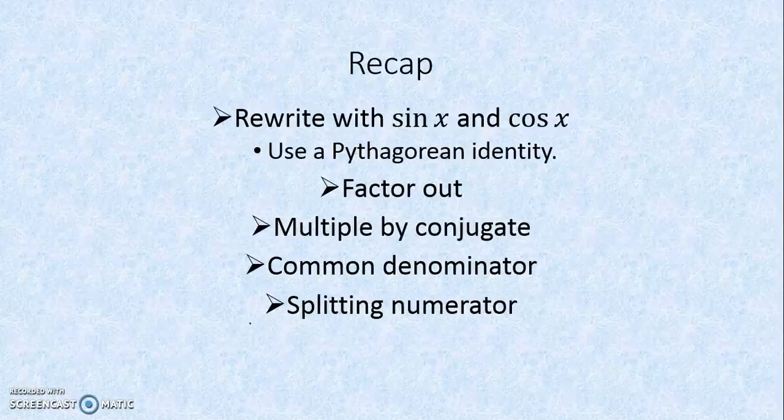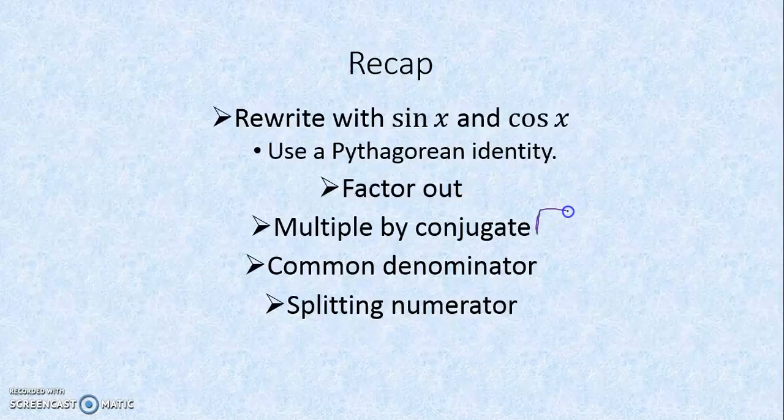So one of our first steps is always to rewrite with sine and cosine. It really helps if you're stuck and you're not sure where to go. Do make sure you're always looking for those Pythagorean identities. Factoring or even factoring out something is also something that we tend to miss, but is available for us a lot of the time.